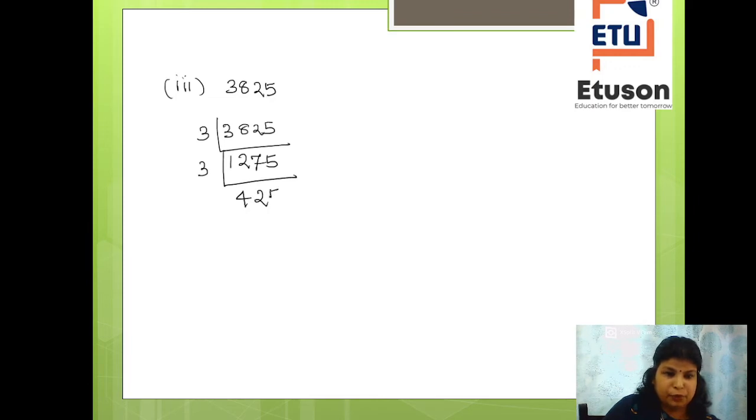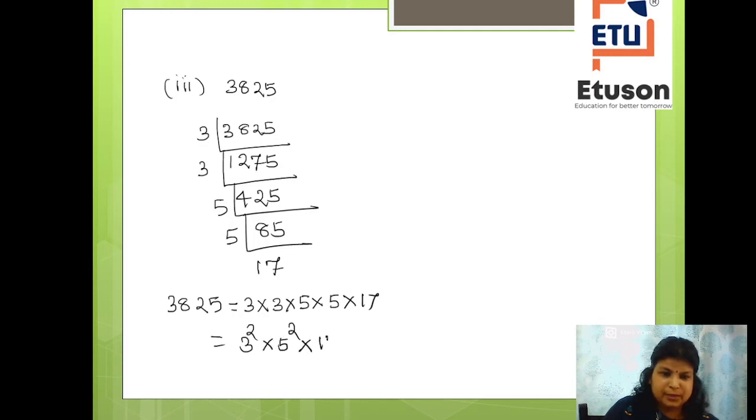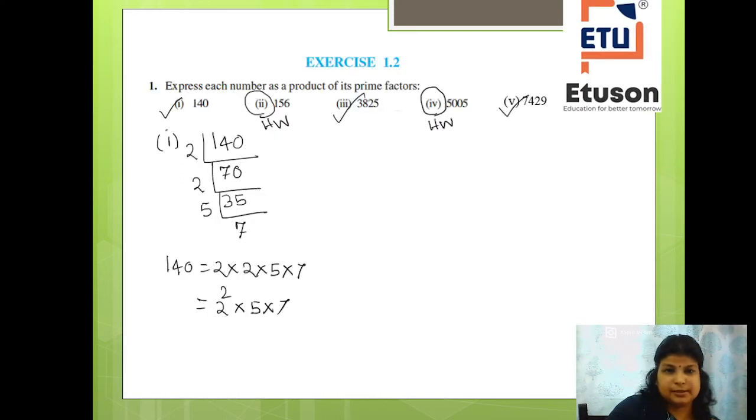You will get 425. Again you divide by 5, you will get 85. Again you divide by 5, you will get 17. So these are the factors. So 3825 can be written as the product of these prime numbers, that is 3 into 3 into 5 into 5 into 17, that is 3 square into 5 square into 17. Correct. Now let us go to the fifth bit. Let us see the question 7429.